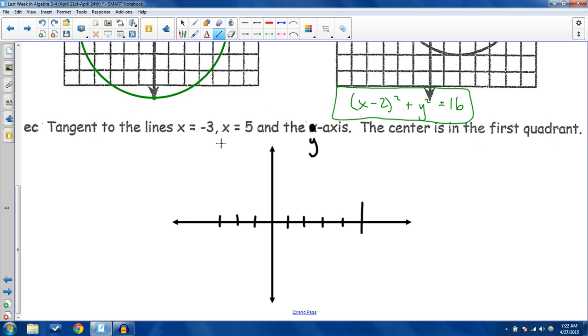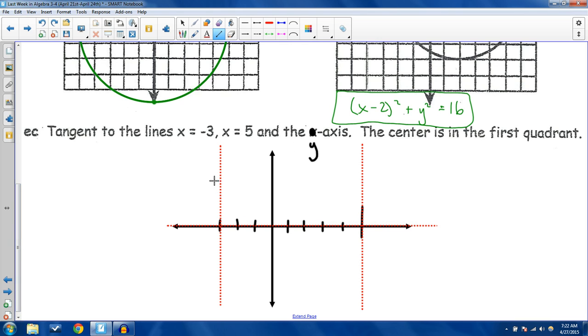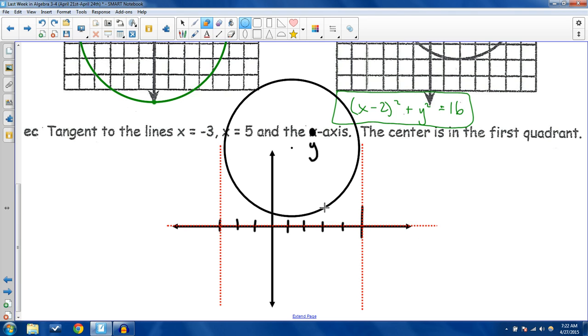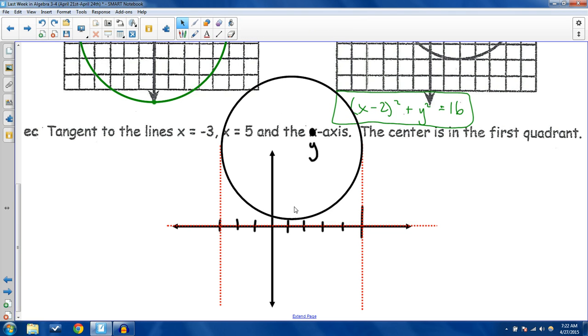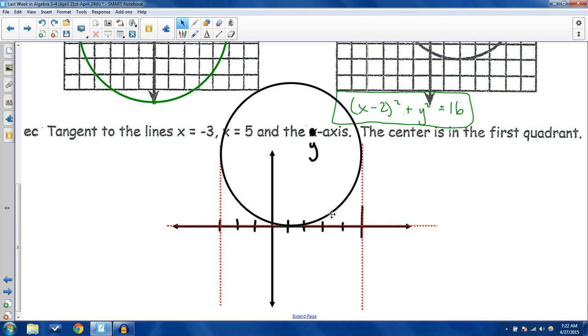Here is x equals negative 3. Here's x equals 5. Here's the y-axis right there. So our circle has to be tangent to all of these, which means it can only touch once at those places, which means your circle's rim basically has to look like that. It needs to touch at those places only once.